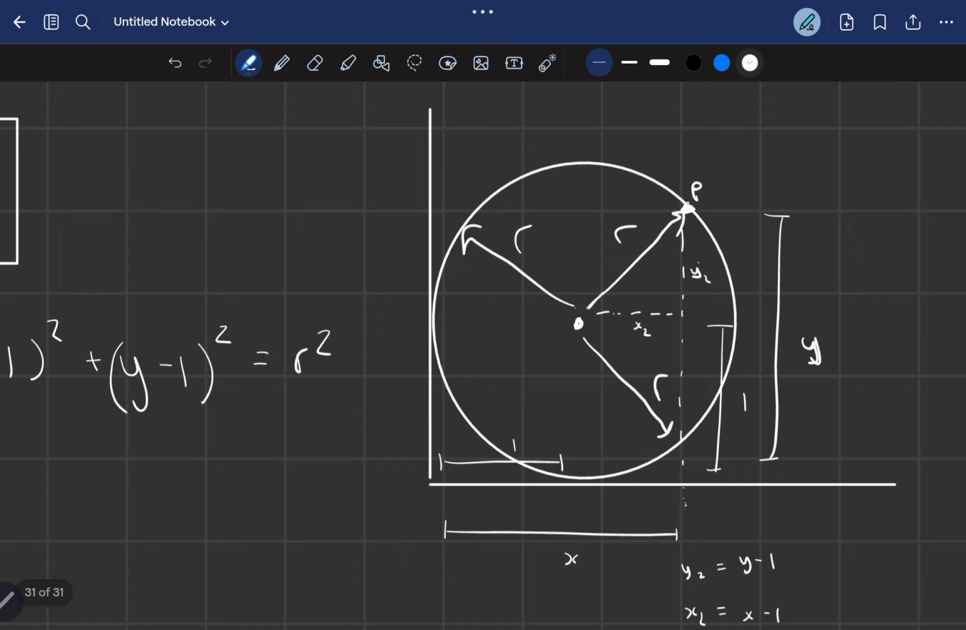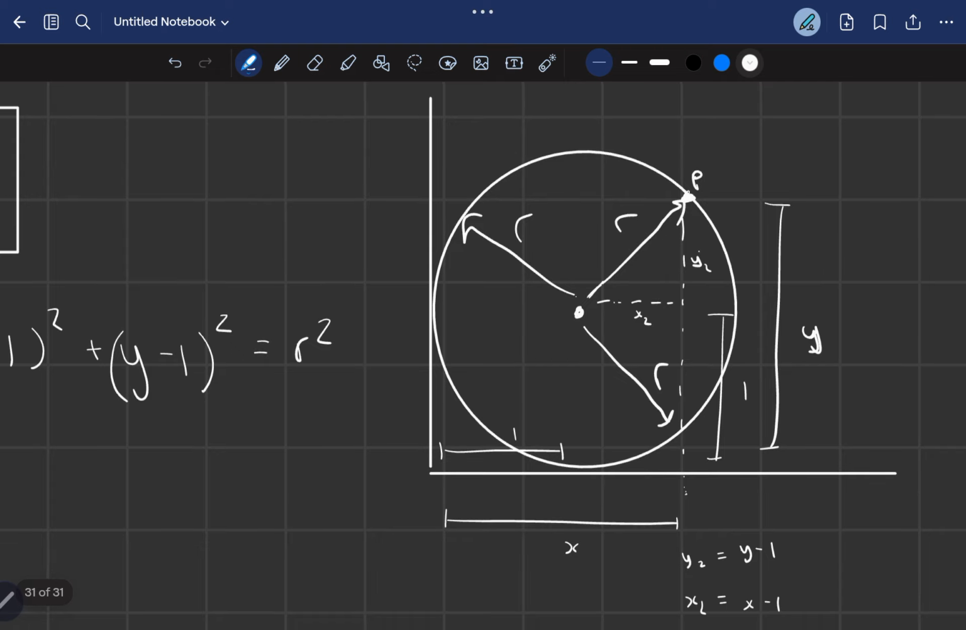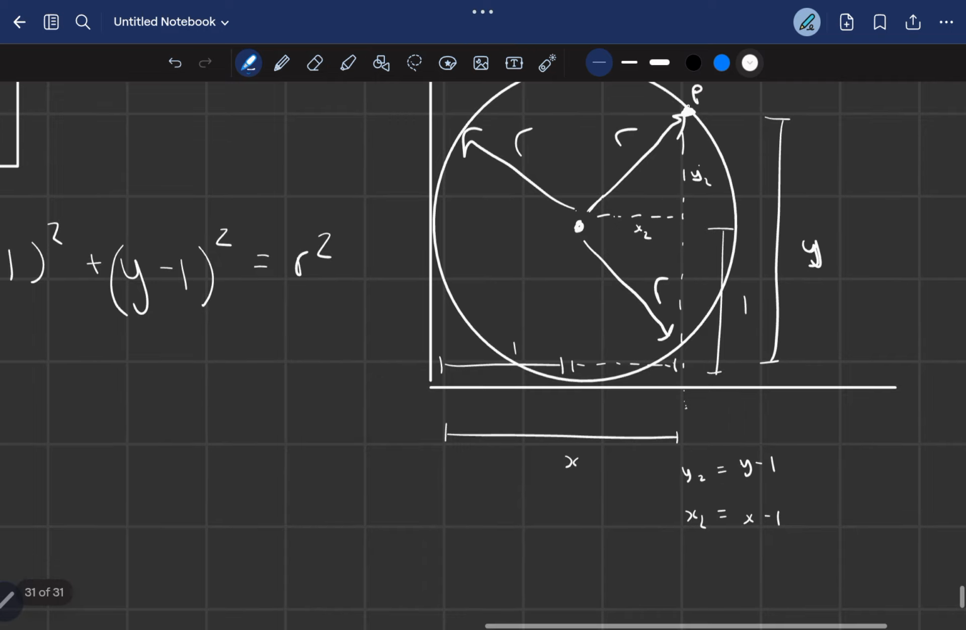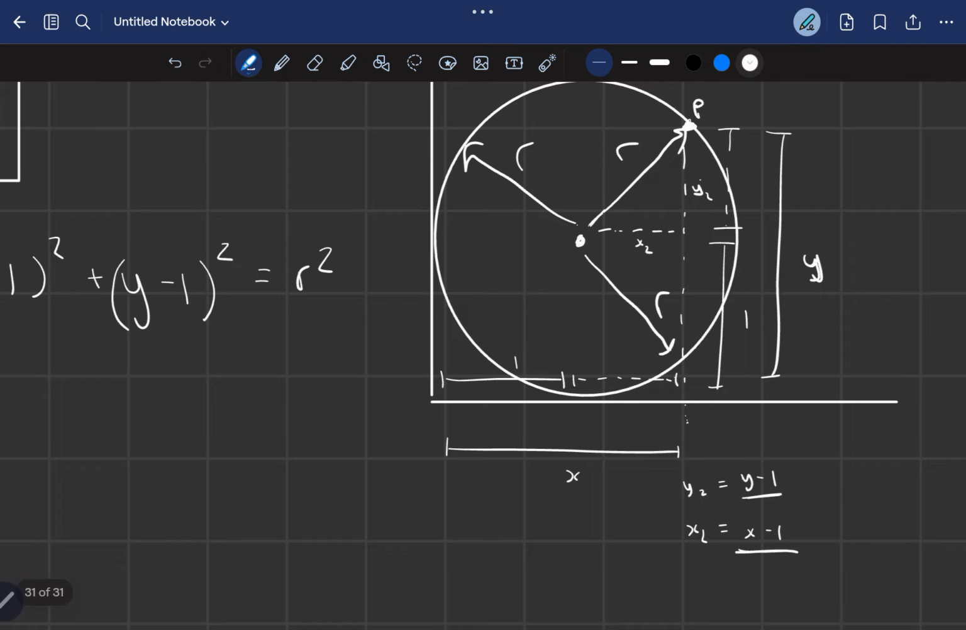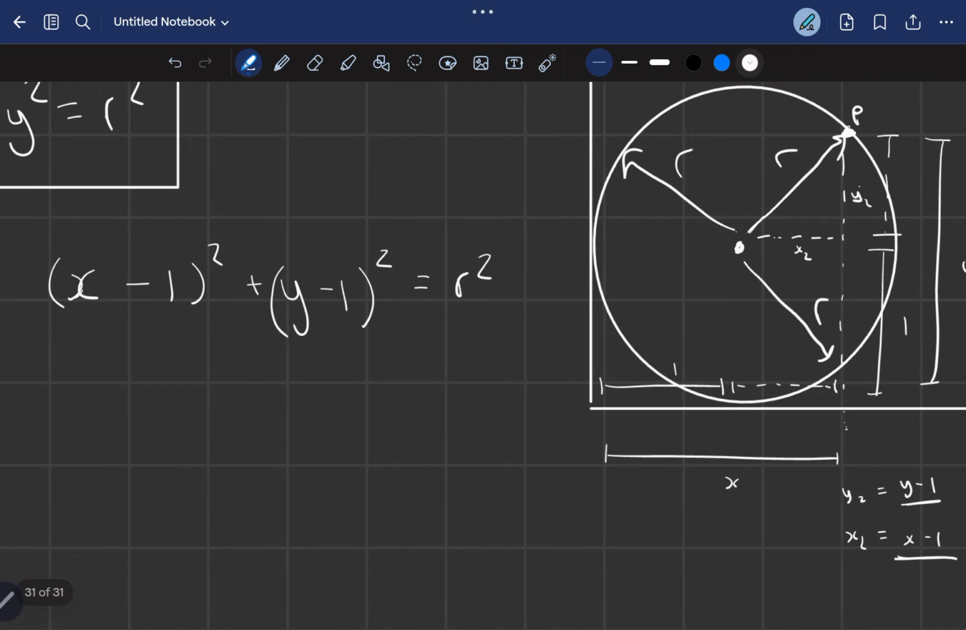Okay, however, from the center, what is the movement of x2? Well, if this entire distance is x, and we know that the distance from the origin to the center of the circle is 1, then this extra distance right here is just x minus 1, as you can see over here. And we apply the same logic to finding y2, which is just y minus 1 over here. Now you substitute this in and do the Pythagoras, so you get this. Okay?